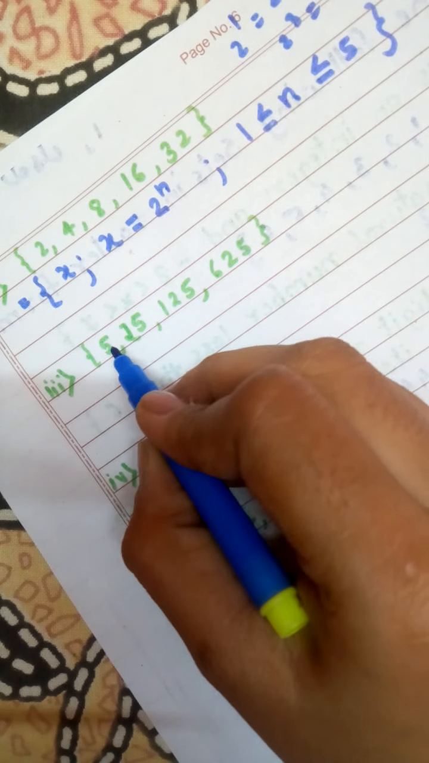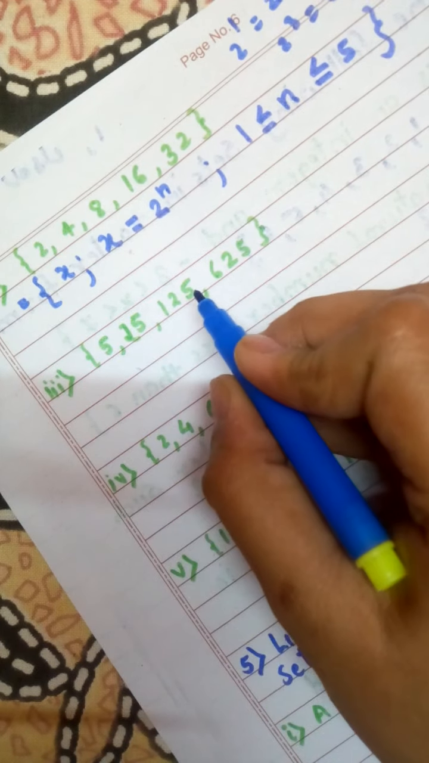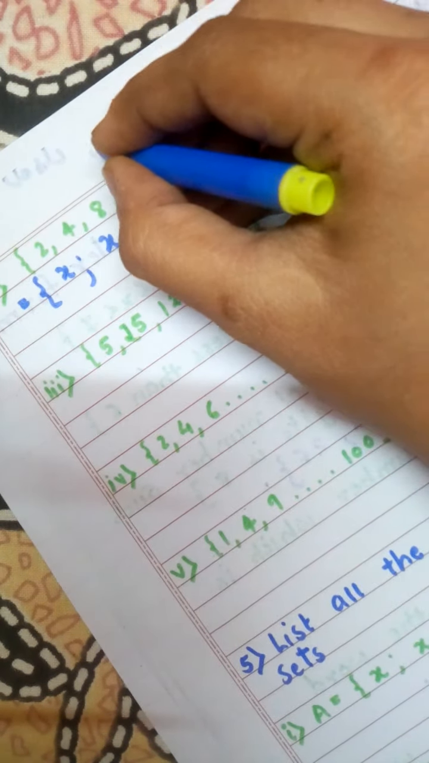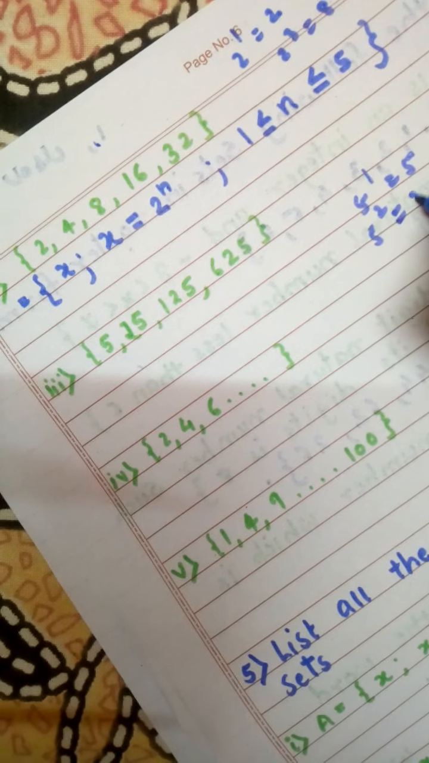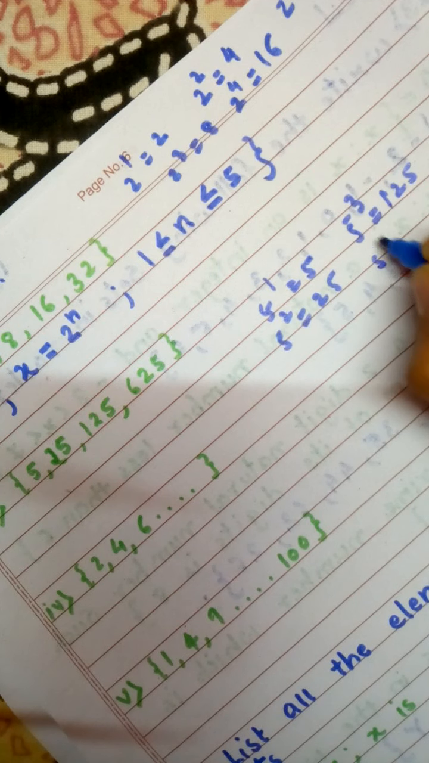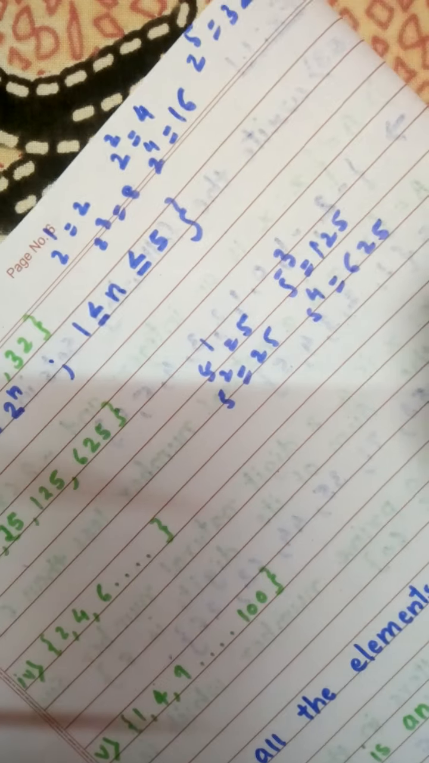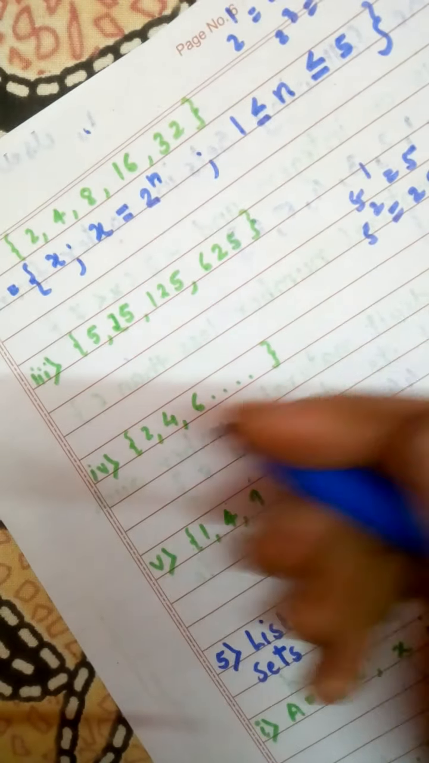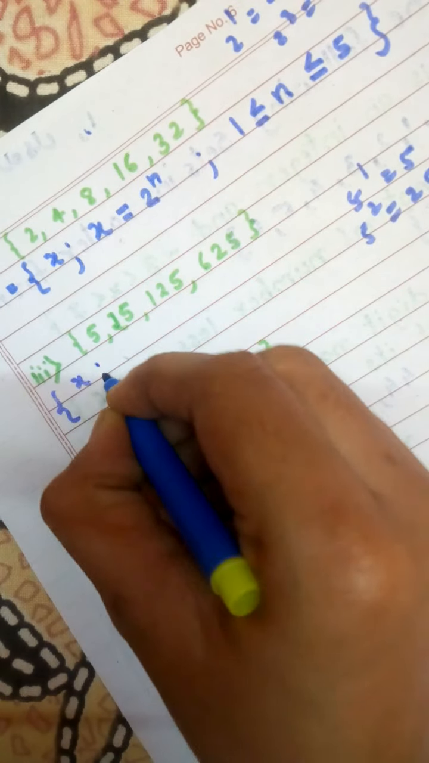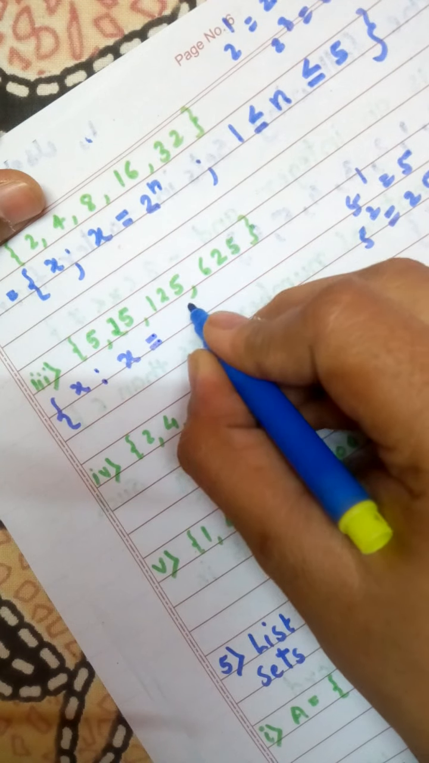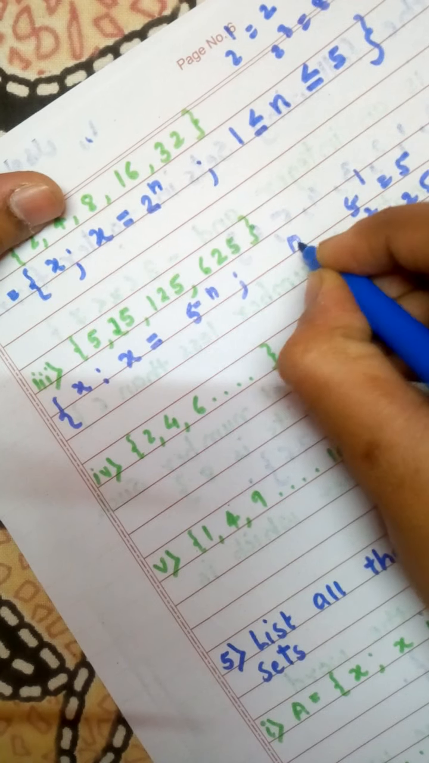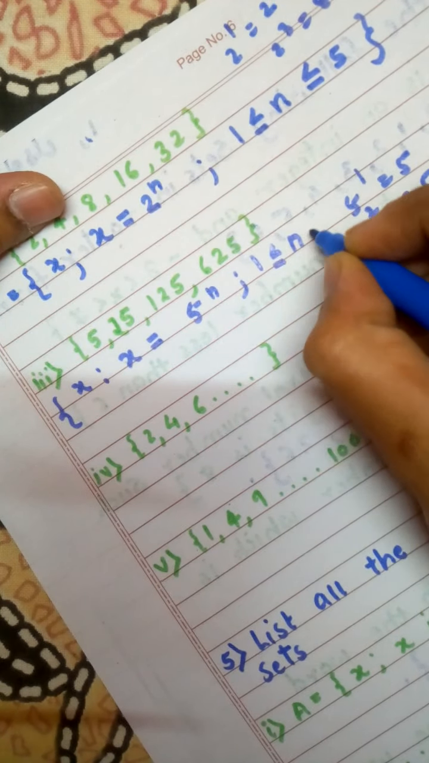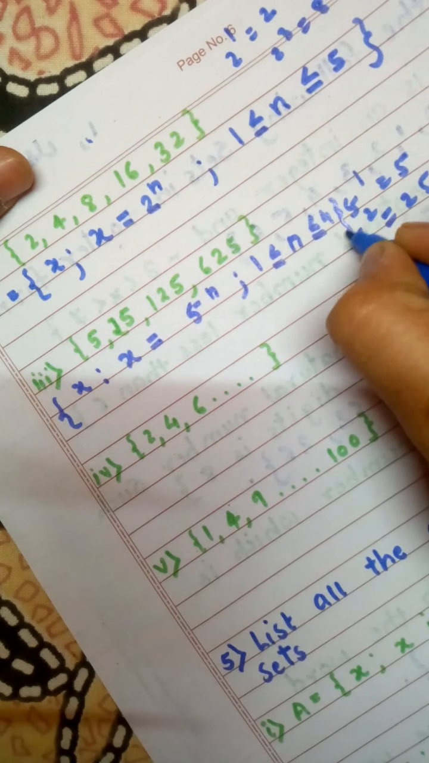Okay, so now moving to the next question. This is the third one. This is also very simple. 5, 25, 125 and 625. Now we know that 5 raised to 1 is 5, then 5 square is 25, 5 cube is 125 and 5 raised to 4 is 625. Okay, so now here also, like the previous question, we will write x such that x is equal to 5 raised to n, and n should lie between 1 less than or equal to n less than or equal to 4.